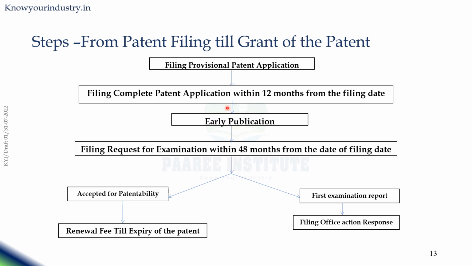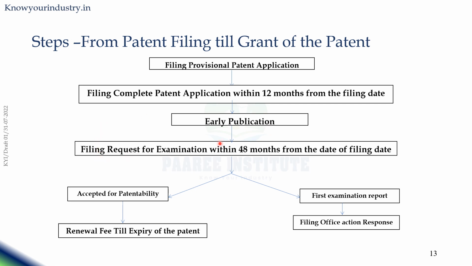After filing this complete patent application, Patent Office will publish your patent application within 18 months from the date of filing date. But if you want to publish your patent application a little bit earlier than the 18 months, then we can file a request to the Patent Office. Then the Patent Office will publish your patent application before 18 months time. That is called early publication.